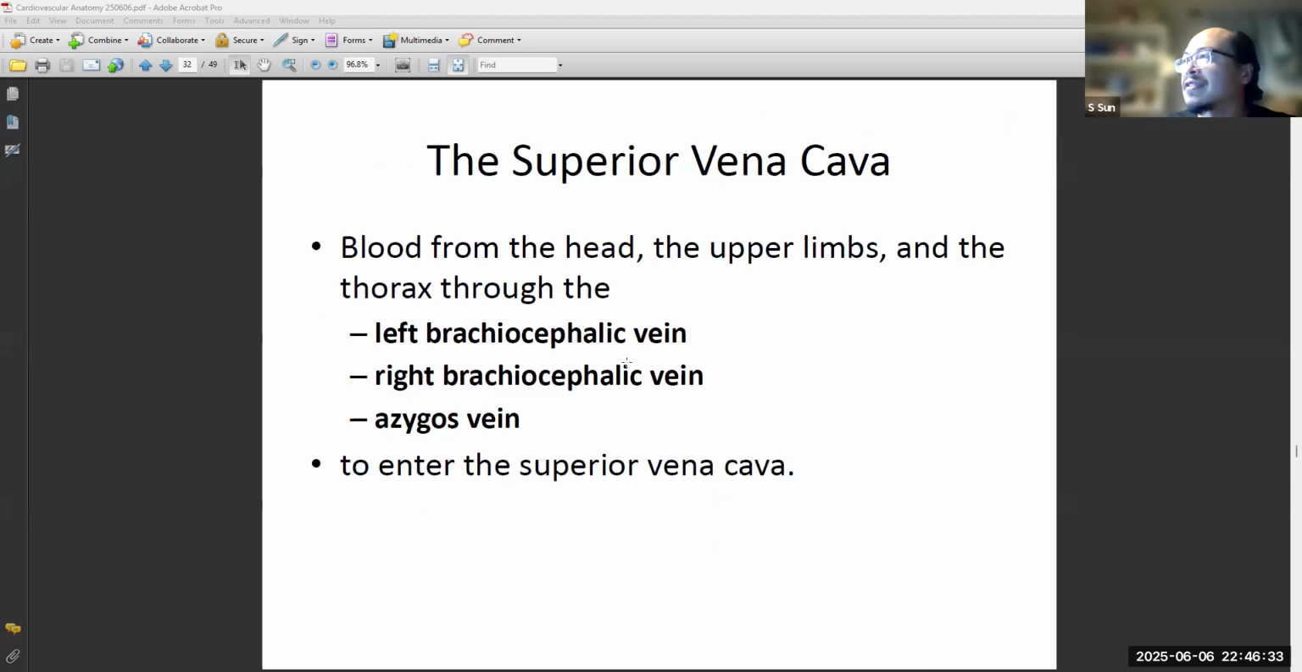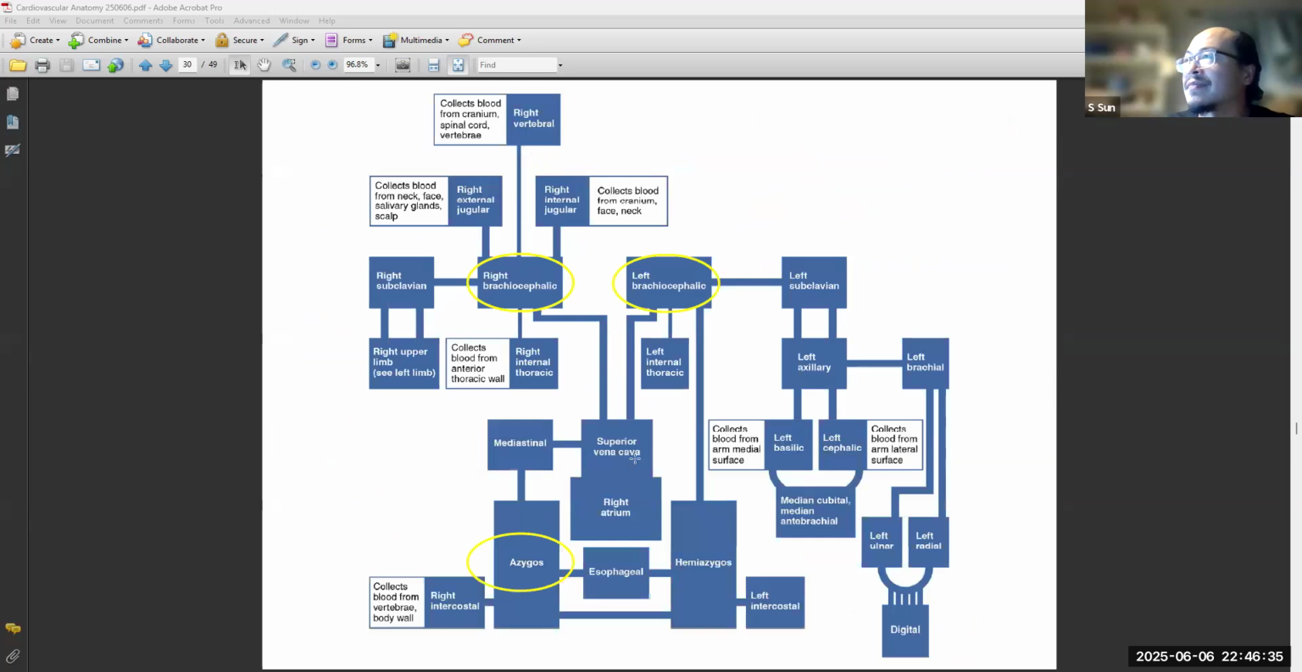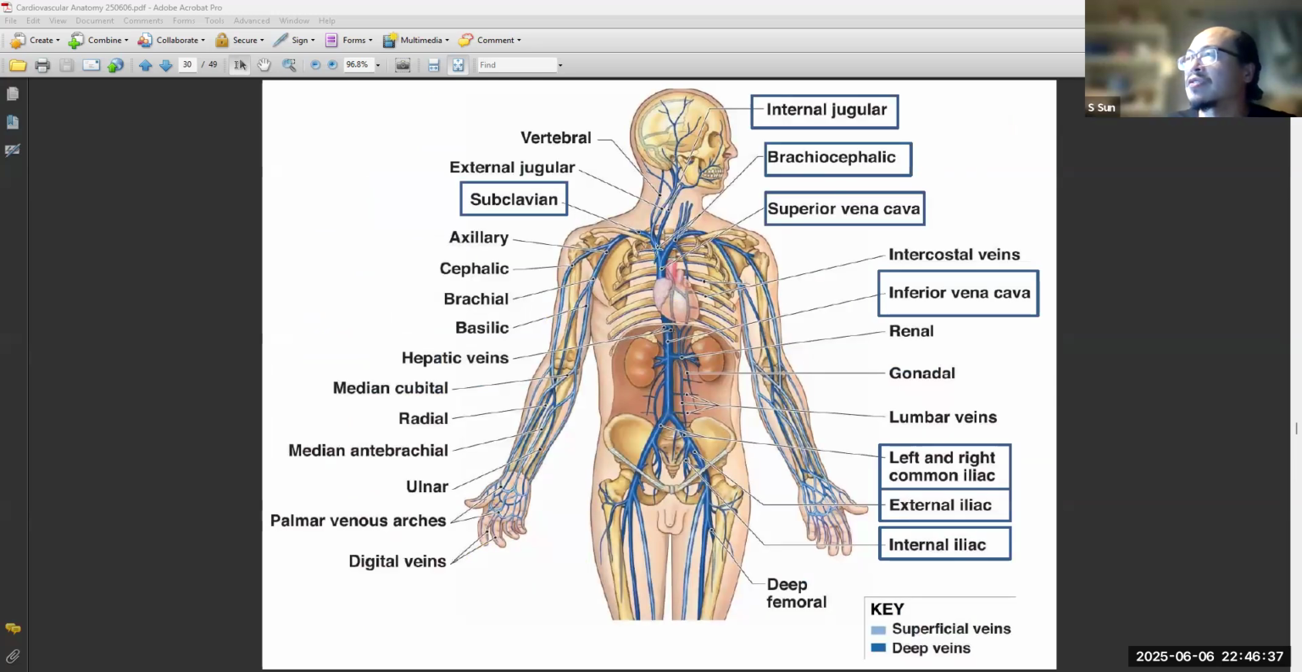So that is the superior portion, the top portion. As for the inferior, basically all these organs, the blood drained from the organ will go into the inferior. So key veins I highlight here are superior vena cava, inferior vena cava.